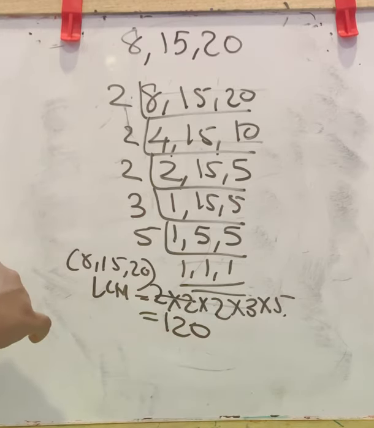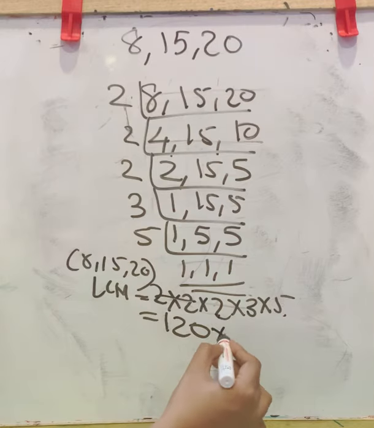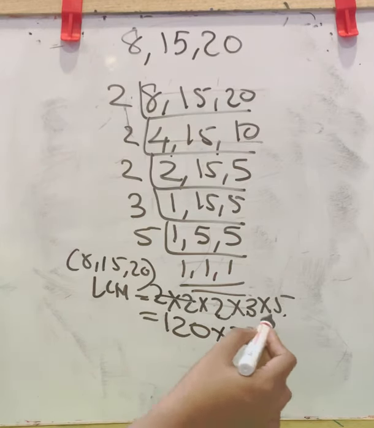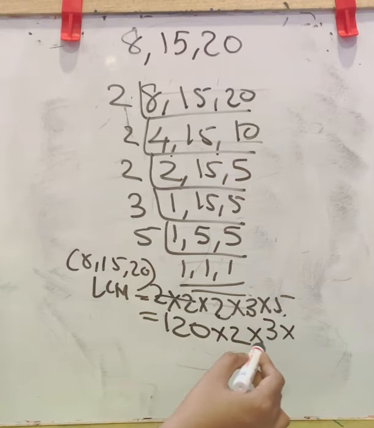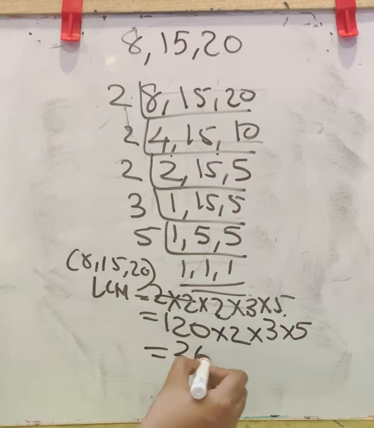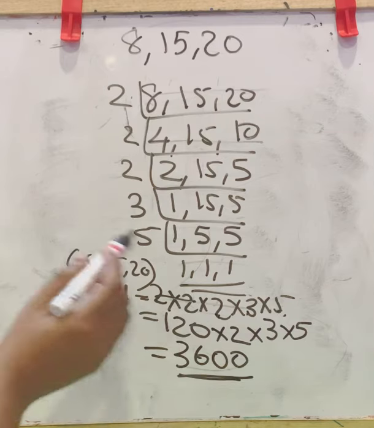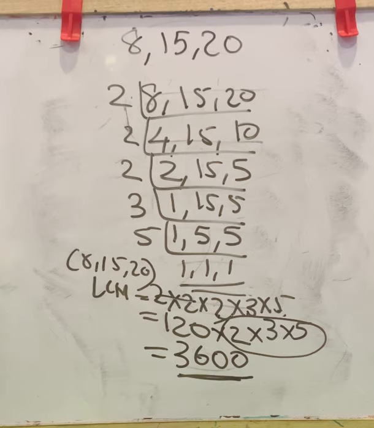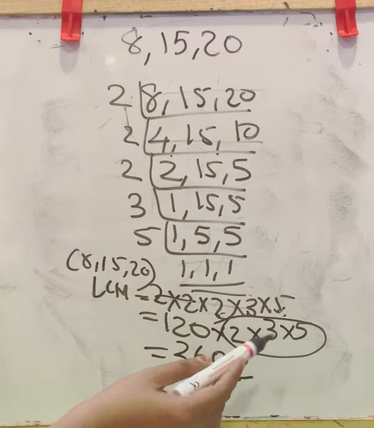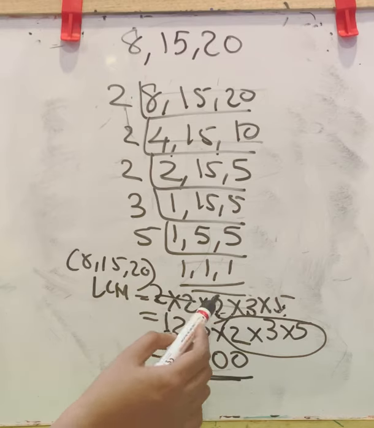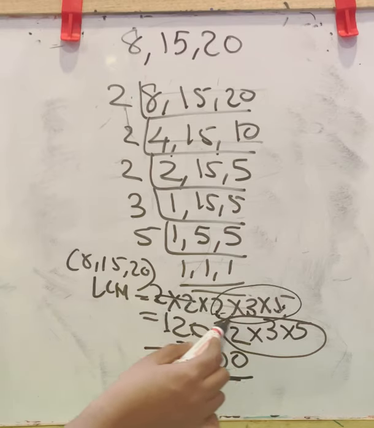So which number should be multiplied? For this 2 you have to multiply by a 2 to make a pair. For this 3 it has no pair, so multiply with a 3. For this 5 you have no pair, so multiply with 5. So 120 into 2 into 3 into 5 is 3600. Now this becomes a perfect square. You are multiplying with this to make it a perfect square because these numbers don't have a pair. 2 into 2 into 2 into 3 into 5 is 120. But in 120, these numbers don't have a pair.